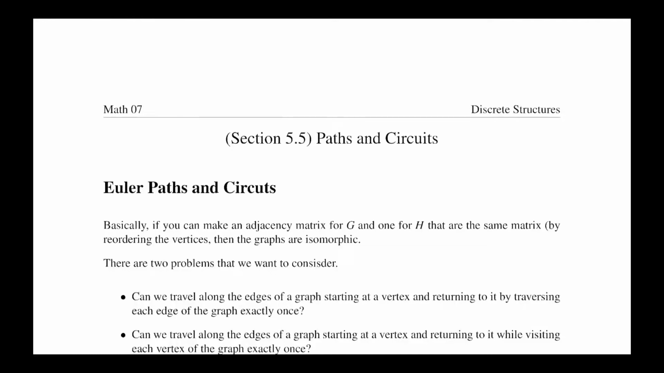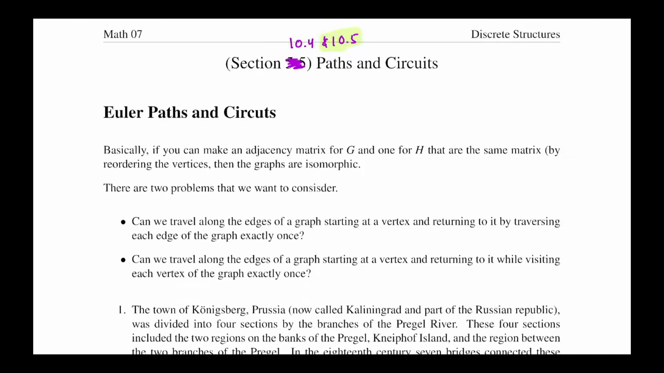Okay, everybody. So what we're going to be looking at today is section not 5.5, but 10.4 and 10.5. Really, what we're looking at is 10.5, and we're only going to give you a tiny bit of 10.4 that you need in order to understand what we're doing in 10.5. All right, so let's go ahead and get started. So the main topic is Euler paths and Euler circuits.